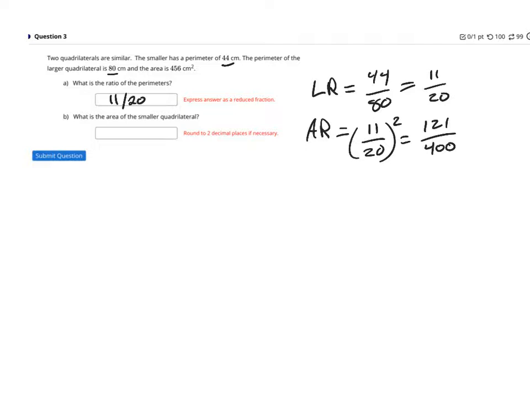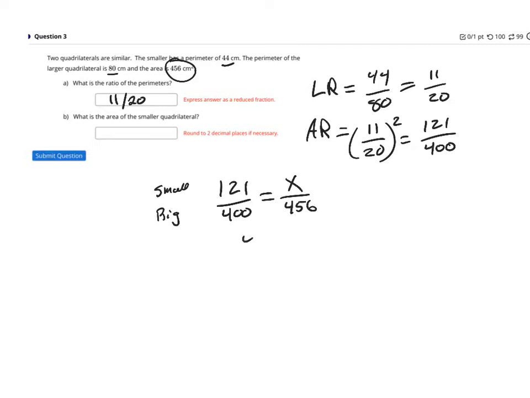I'm going to use the area ratio to set up a proportion. So my proportion is 121 over 400 equals. Now, since this is the small and this is the big, I have to set up the ratio the same way. So I'm looking for the area of the smaller quadrilateral, so the x goes on top, and I know the area of the larger quadrilateral is 456.